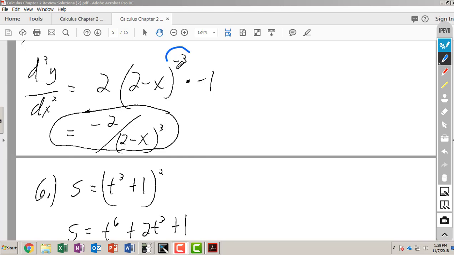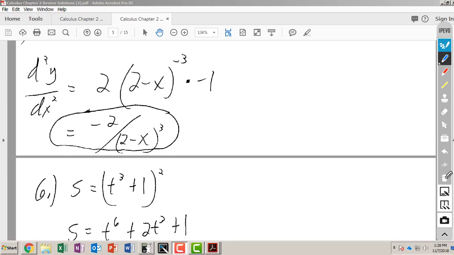To simplify it down, I notice this -3. I'm going to return it to its denominator by changing it to a positive. And then this -1 times 2 is going to give me this -2. So my second derivative of this equation is -2 all over 2 minus x to the third power.